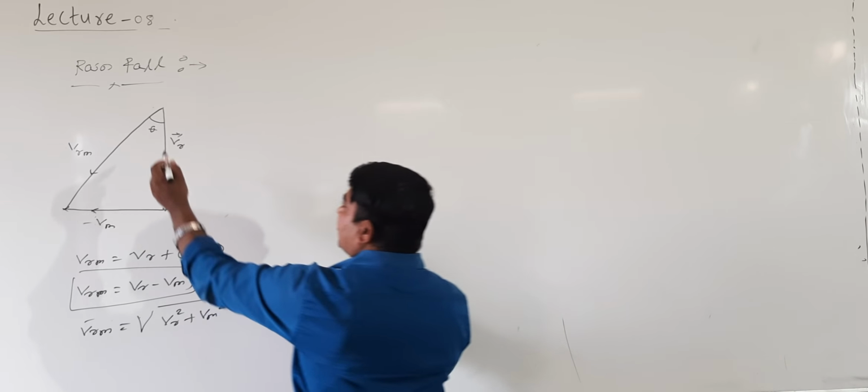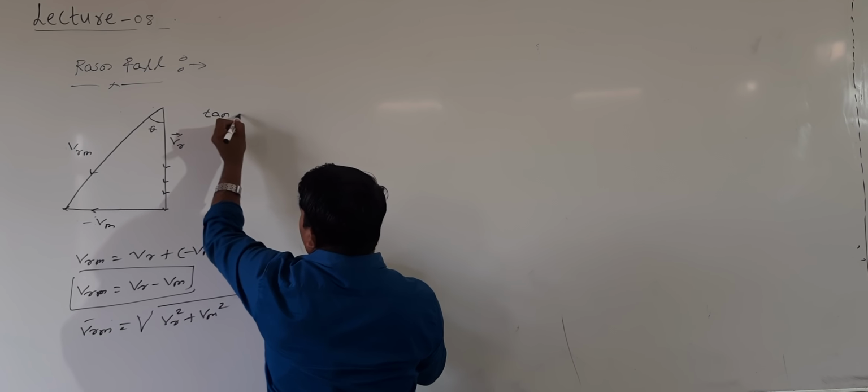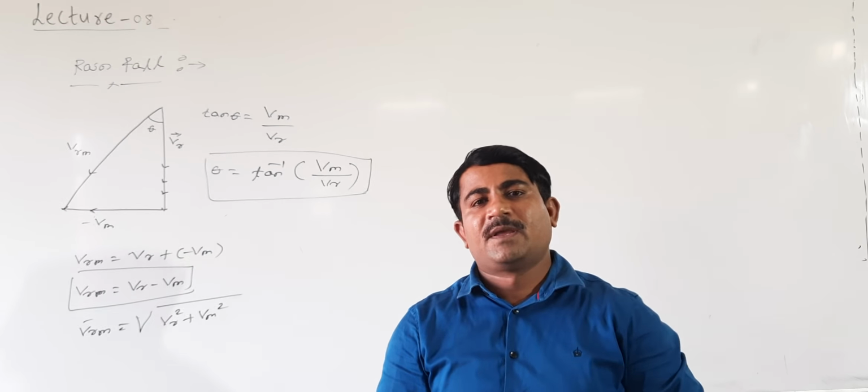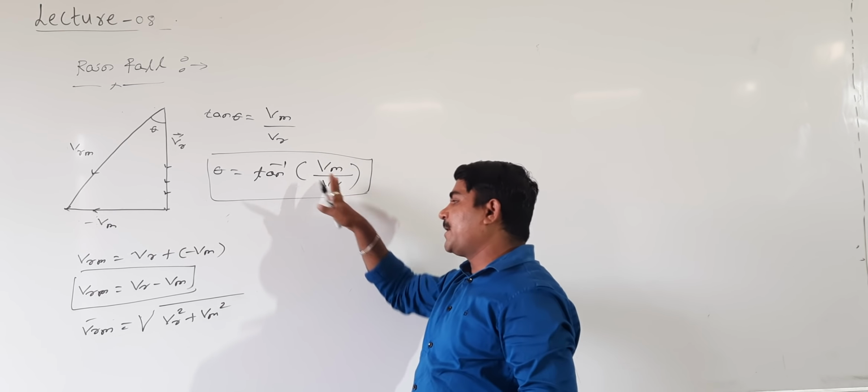Then see here, this looks like a triangle. Shall I take tan theta? Tan theta is opposite by adjacent. Opposite equals Vm, and adjacent equals Vr. The angle can be calculated by tan inverse of Vm divided by Vr. If we hold the umbrella in this direction, then we can protect ourselves from the rain. This angle: theta equals tan inverse of Vm divided by Vr.